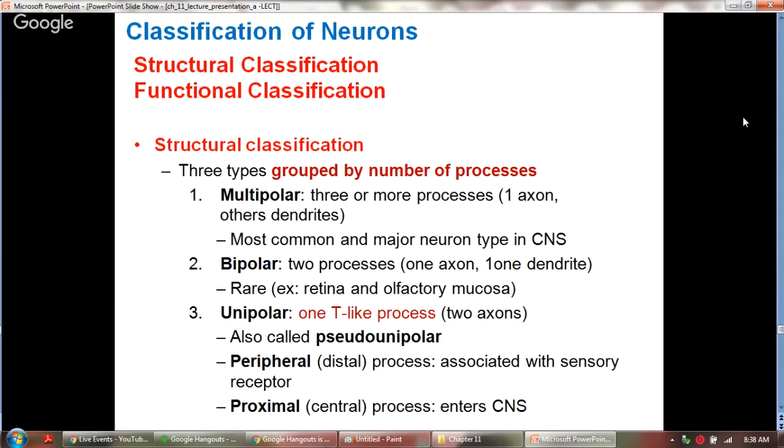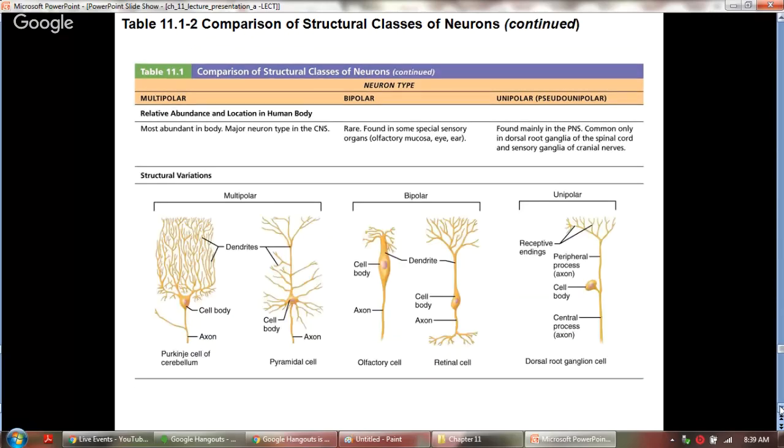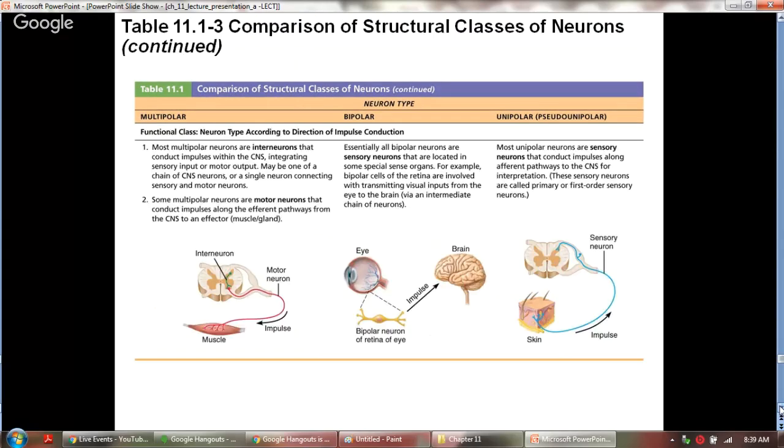The unipolar has one T-like process, that's two axons, also called pseudo-unipolar. Its peripheral process is associated with sensory receptors. The proximal process enters the central nervous system. In your book, table 11.1 shows the comparison of the structural classes of the neurons. You would see the multipolar neuron, the bipolar neuron, and the unipolar. These are the structural classifications, and the differences are nicely laid out in this table.